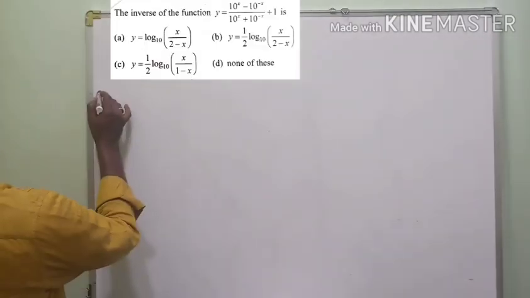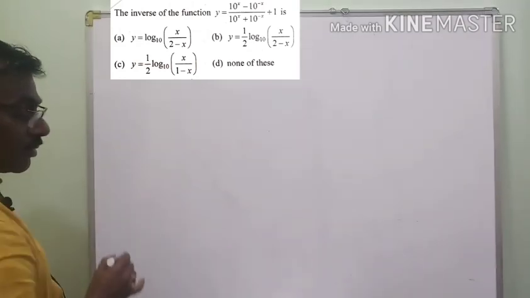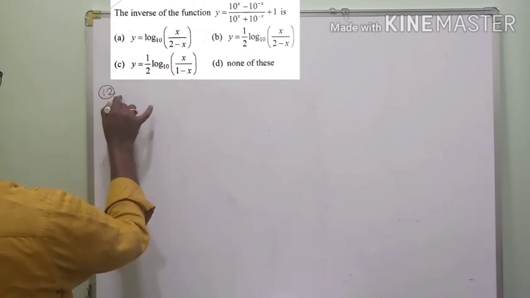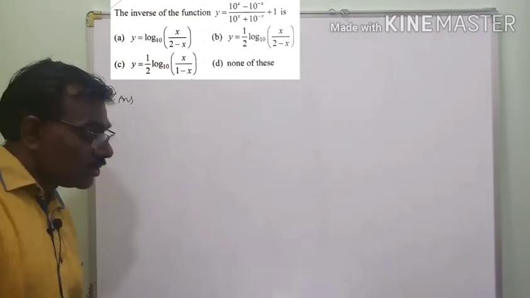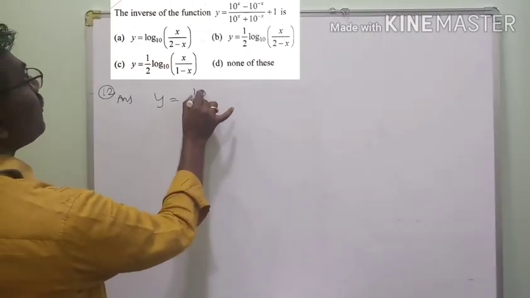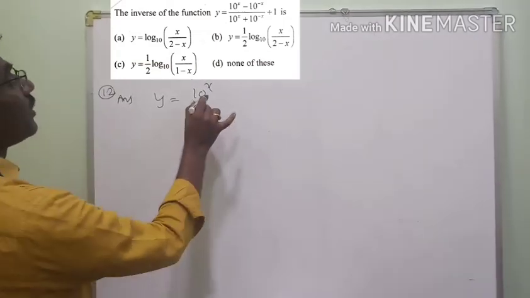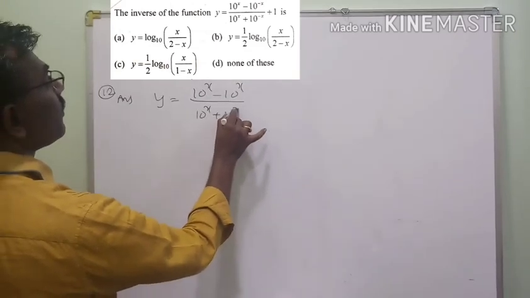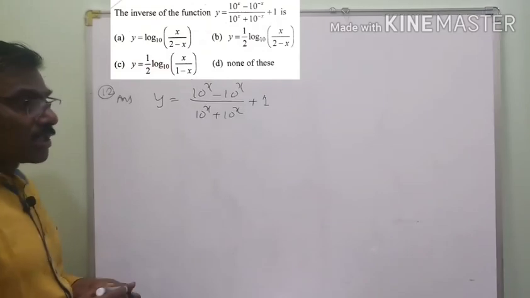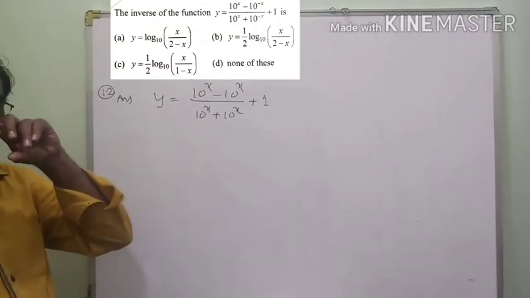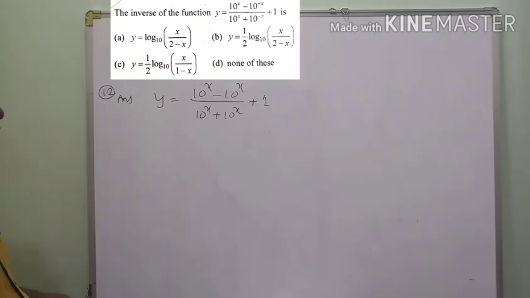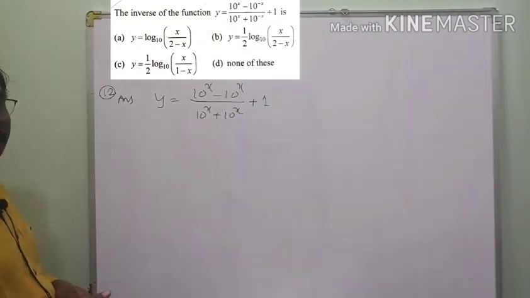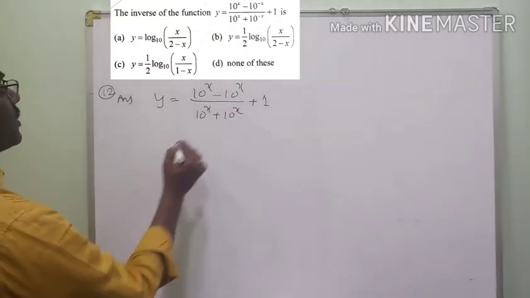Next, the inverse of the function. The 12th question: the inverse of the function y equal to 10 to the power x minus 10 to the power minus x by 10 to the power x plus 10 to the power minus x. Now he is asking for the inverse of the function, meaning either f inverse of x or f inverse of y, and the answer is in terms of y. He is asking y equal. Now it's very simple.